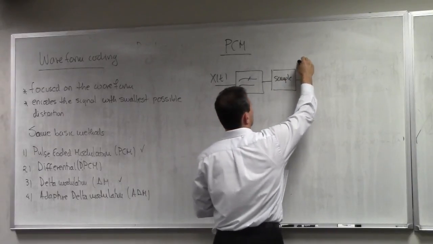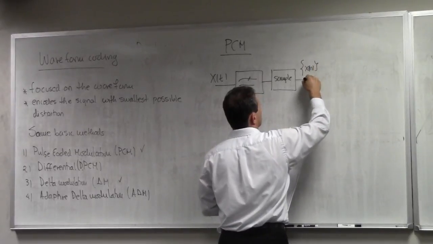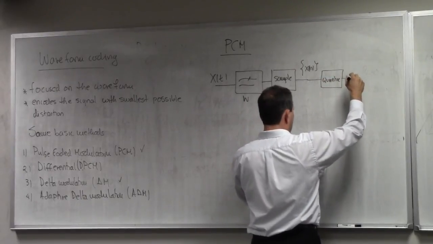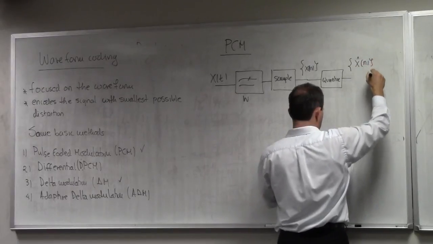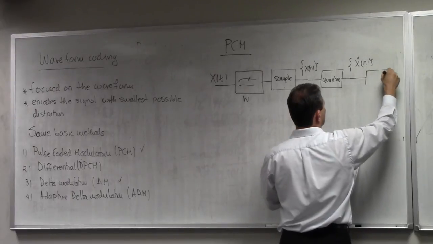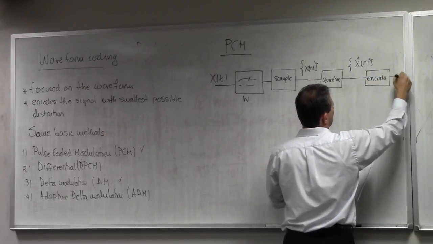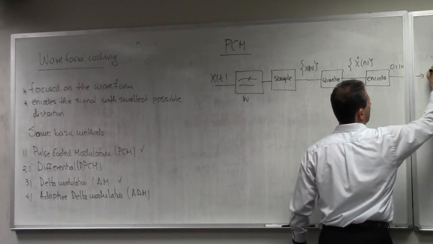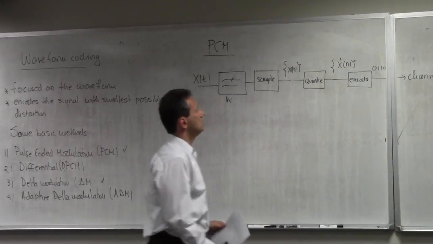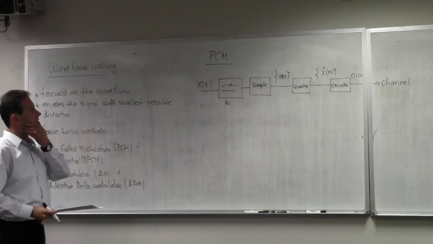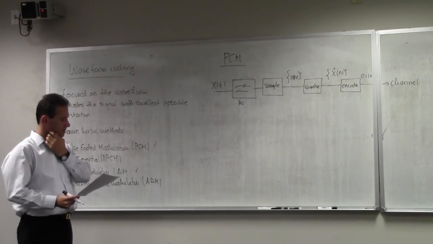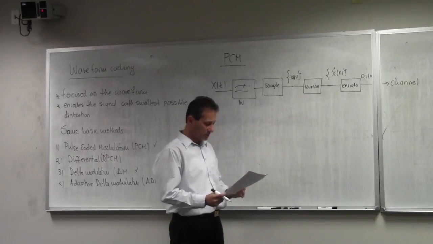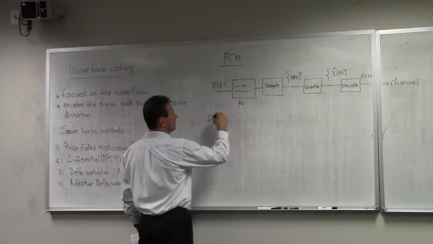And we know that as a result of that, at least theoretically, you get a sequence of samples. And then you have your quantizer, and you get your x hat of n, which are your quantized values. And then you have your encoder that produces zeros and ones at the output that you're going to send through the channel. So this goes into the channel. That's your PCM, very straightforward. There's nothing extraordinary here beyond what you would suspect should be there. We have two ways of quantizing here, as we discussed last time. You have two types of quantizers.